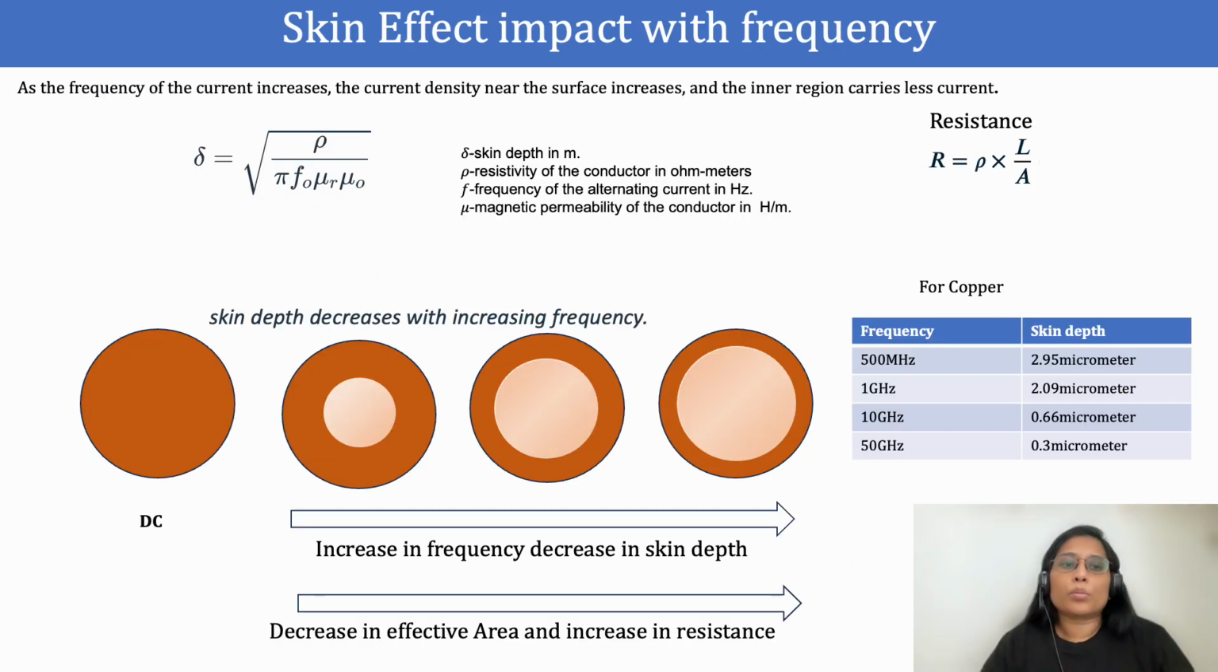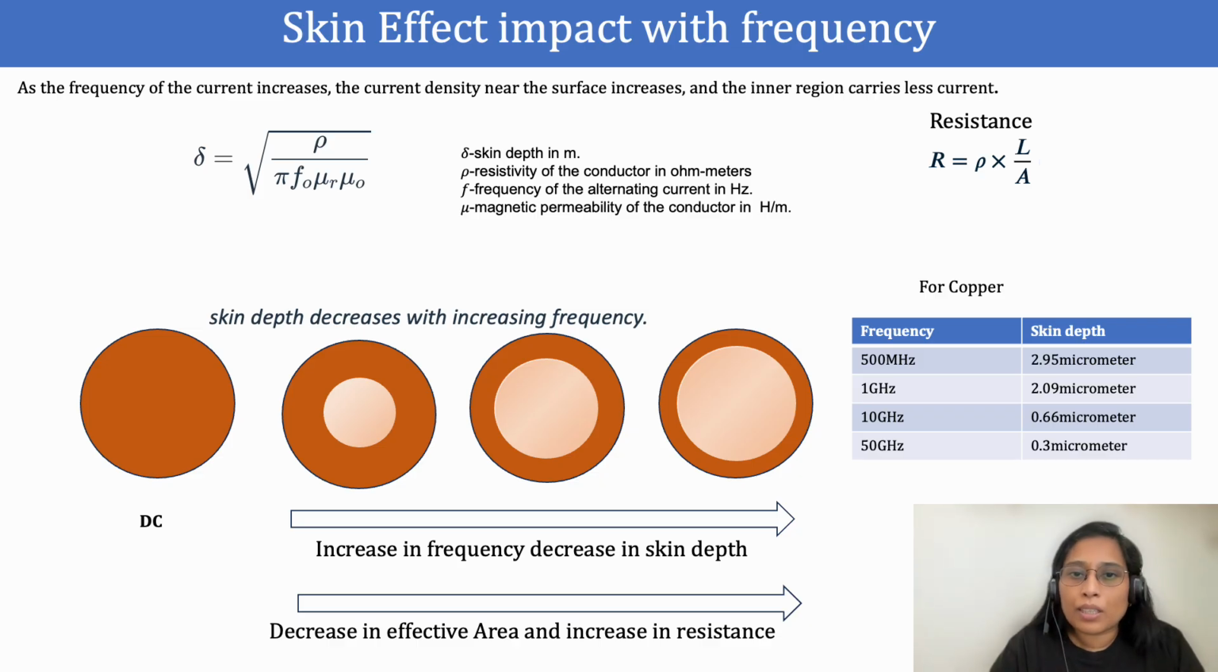This slide shows the skin effect impact with frequency. So we know that this is the equation to calculate the skin depth. Skin depth is inversely proportional to the frequency. This means that as frequency increases, skin depth will decrease. So here you can see that at DC, the entire area of the conductor will be occupied by the current. But as the frequency increases, you can see that the effective area occupied by the current will be decreasing.